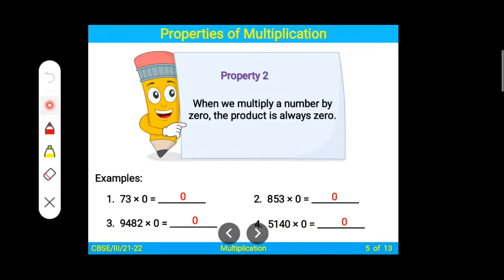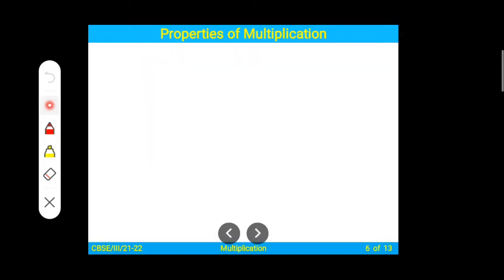What is the first property? Whenever you multiply a number by 1, the product is that number. Product means the answer. Now we are going to learn the third property of multiplication. For that I am taking one more example.